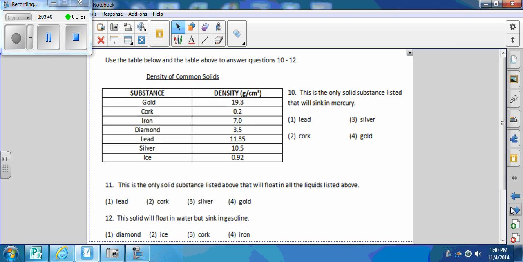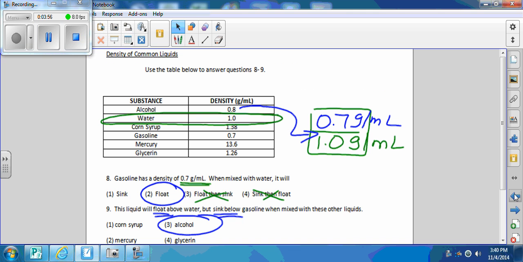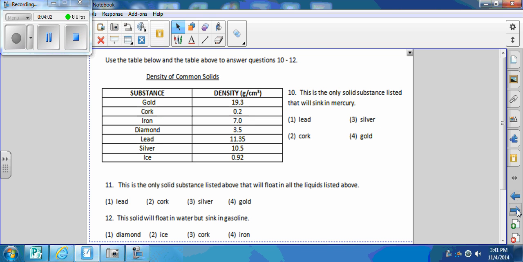Use the table below and the table above. Well, the table on the next page, to answer questions 10 through 12. This is the only substance that will sink in mercury. Let's go back and see what mercury is. Mercury has a density of 13 and 6/10. This is the only thing that will sink in mercury, so it must be greater than mercury.